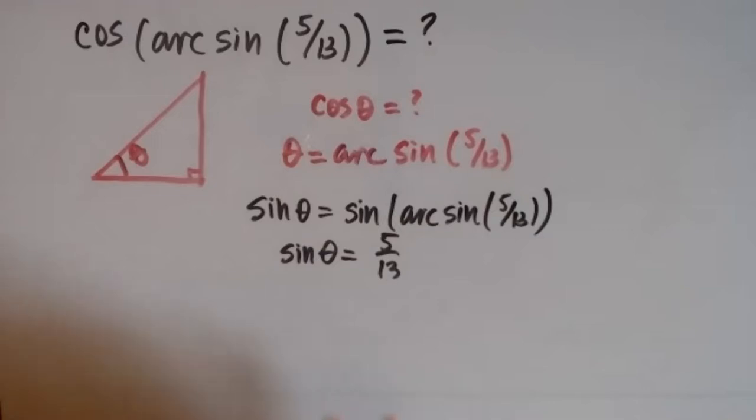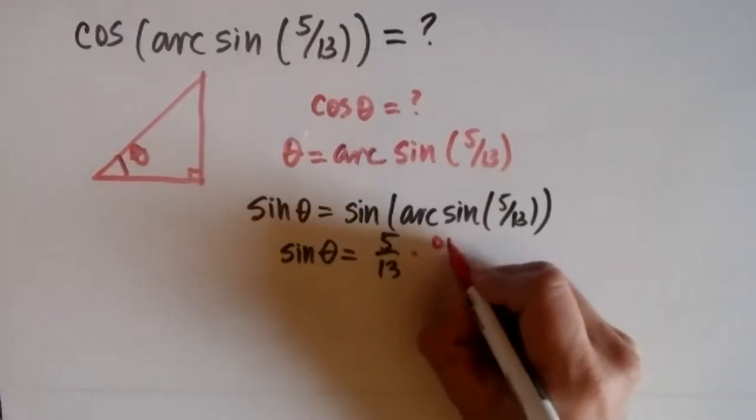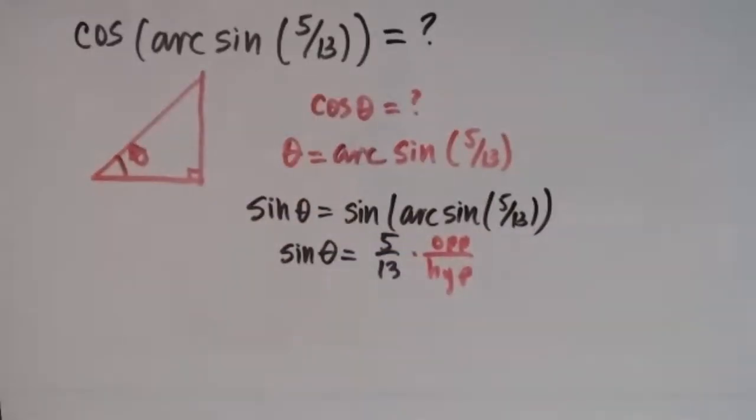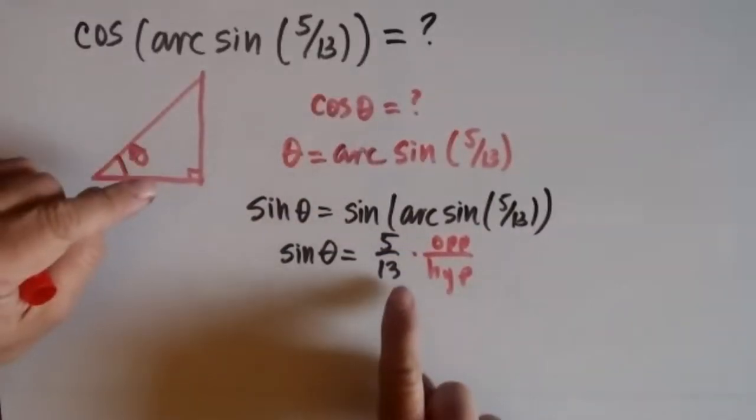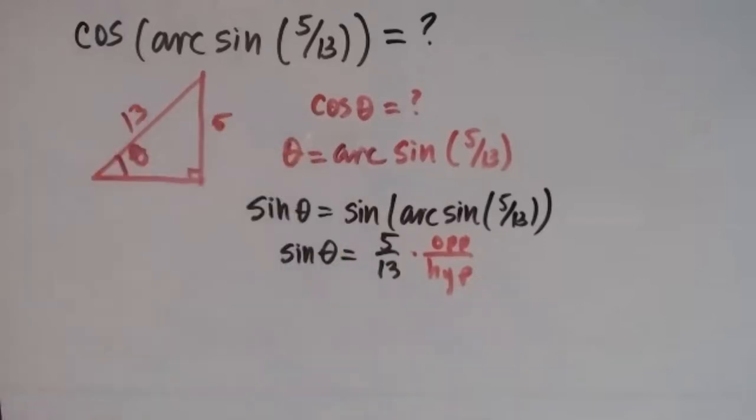Now I have to remember something. What is the definition of the sine? The sine is opposite over hypotenuse, correct? So I'm going to use this information. The opposite length is 5, and the hypotenuse is 13.